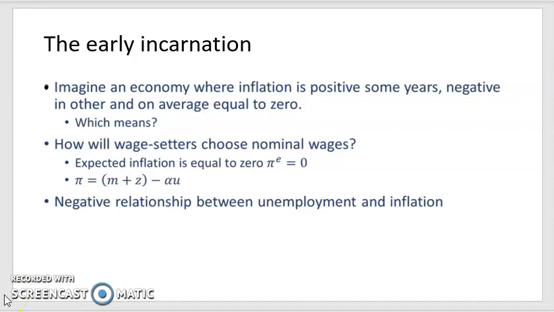So in an economy where inflation is positive some years, negative in others, and on average equals 0, how will wage setters then choose nominal wages, that is, the nominal wages for the coming years? With inflation averaging 0, it is reasonable for wage setters to expect that inflation will be 0 over the next year as well. Therefore, we assume that our expected inflation equals 0.